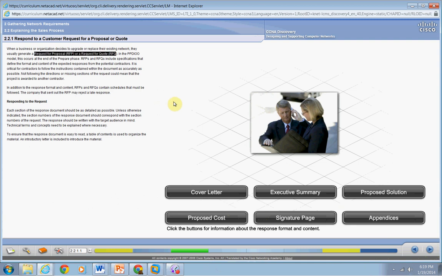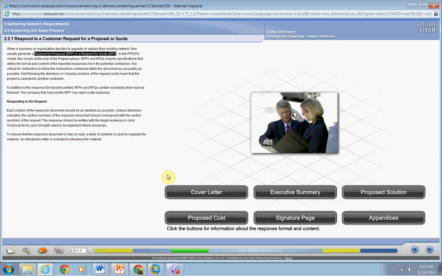Okay, these 2 requests describe the requirements of the new network, which includes information about the process of the purchase and installing networking technologies. So that's what those 2 do.